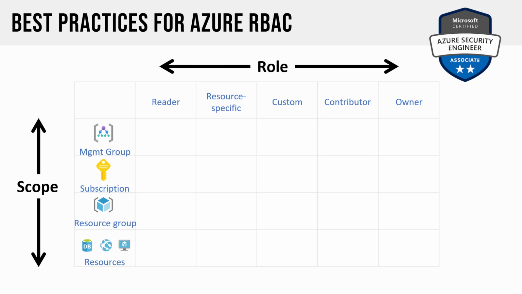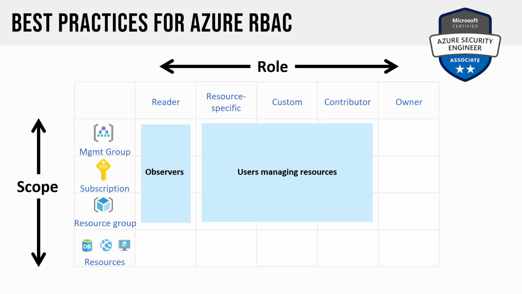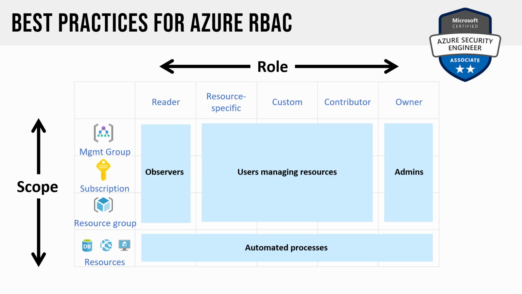I then have to look at my role. For folks that just need to look at what's happening, that's where the reader role comes in. Based on the service, we have a variety of resource-specific or even custom roles. With the contributor role, you'll see the various flavors of it across services. That basically means that you have access to everything except the ability to assign permissions to others, which is reserved for your admins. And then your resource level assignments are usually happening for automated processes, generally speaking.